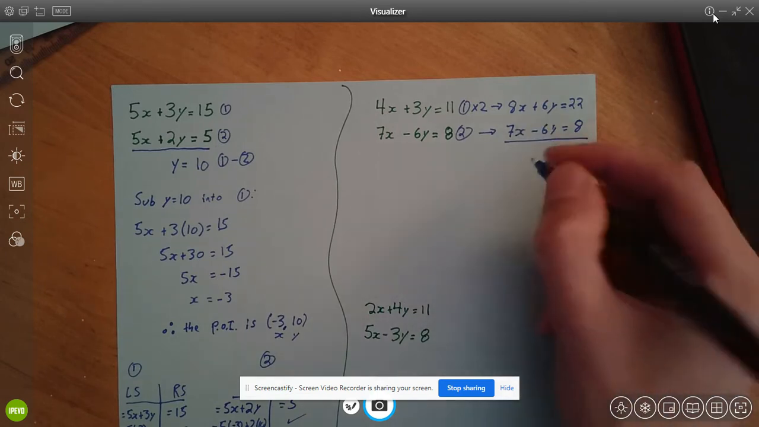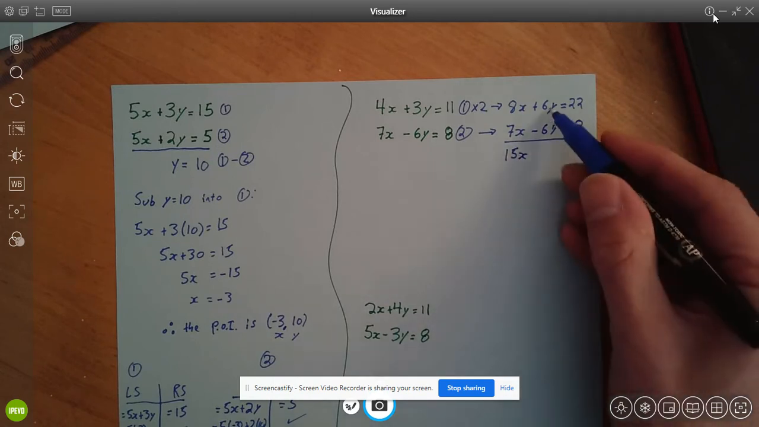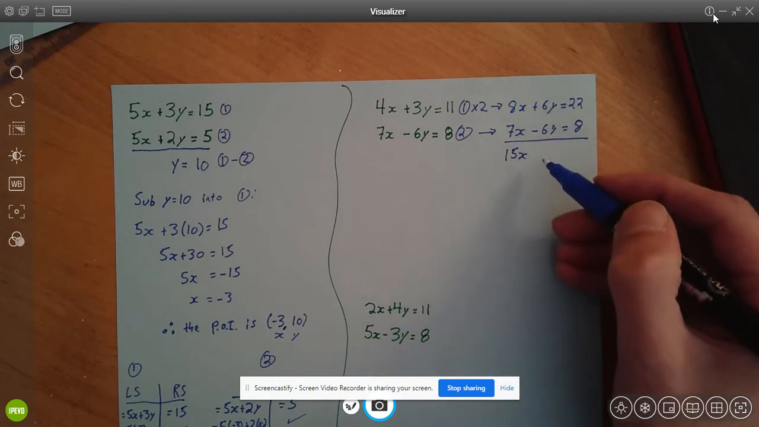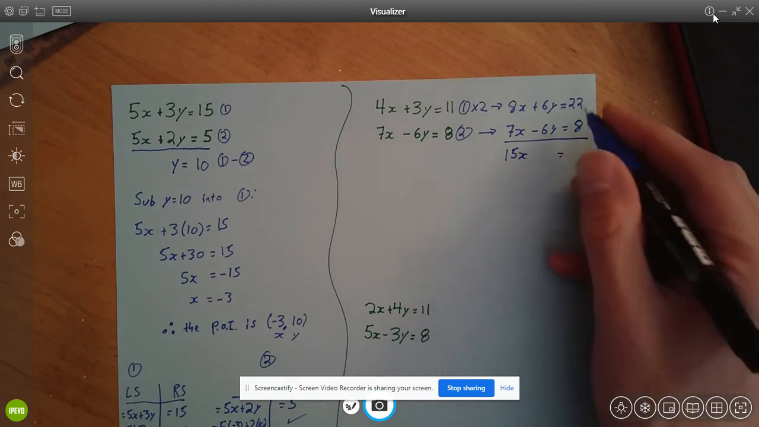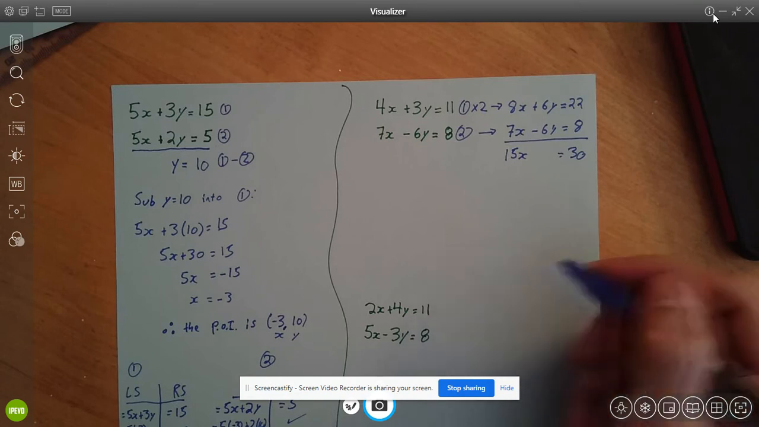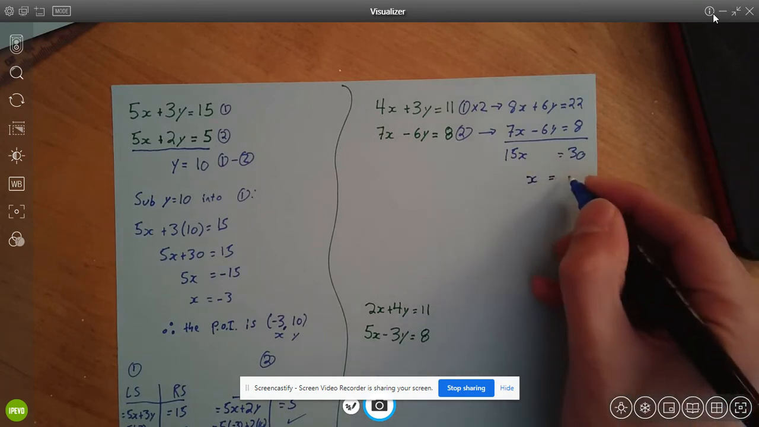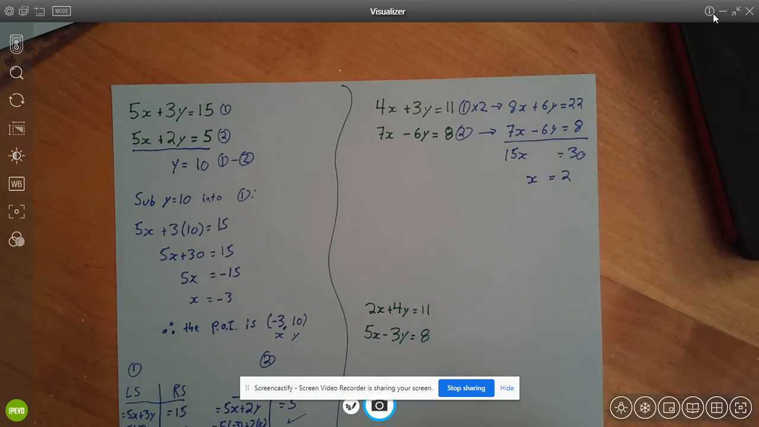So 8x plus 7x is 15x. Positive 6 plus negative 6 is just 0. I've got nothing, so I don't write anything. 22 plus 8 is 30. Now I've got one equation with one variable. I can divide both sides by 15. So I've solved that x is equal to 2.